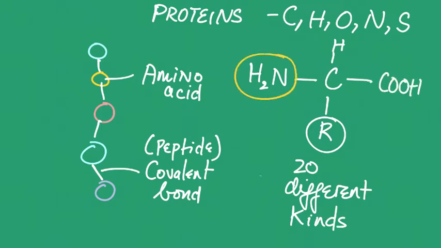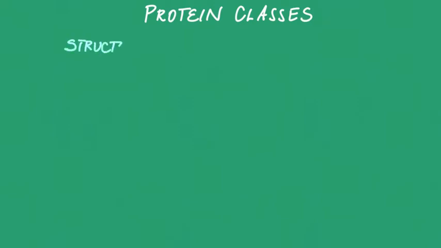So here's your amino group, which is NH2, and the acid group, which is COOH, and which is why we call it an amino acid. As we've just mentioned, proteins are very diverse and they carry out a wide variety of functions. There are 6 different protein classes and each class carries out a different function.